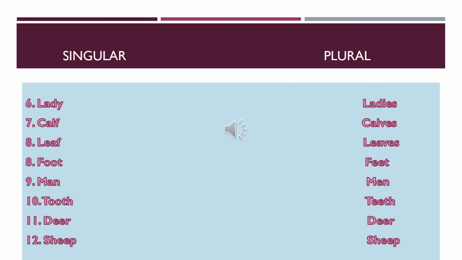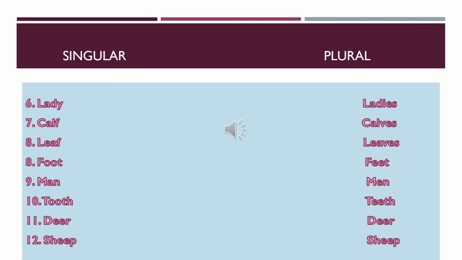In the spelling of foot, both the vowels o change into vowel e. So foot becomes feet. In man, a changed into e and man becomes men. Tooth, both the vowels o changed into double e, and it became teeth.